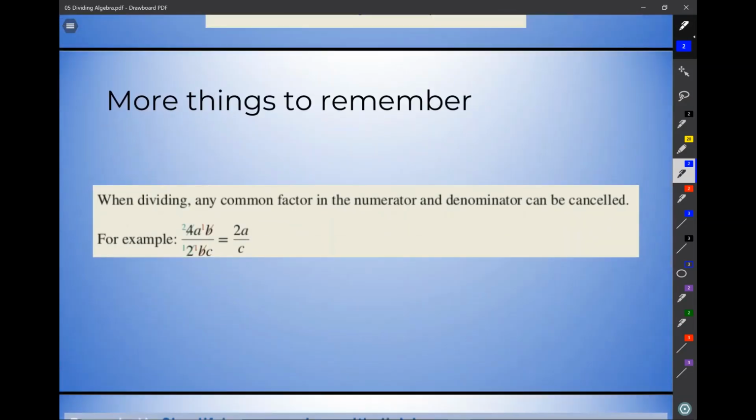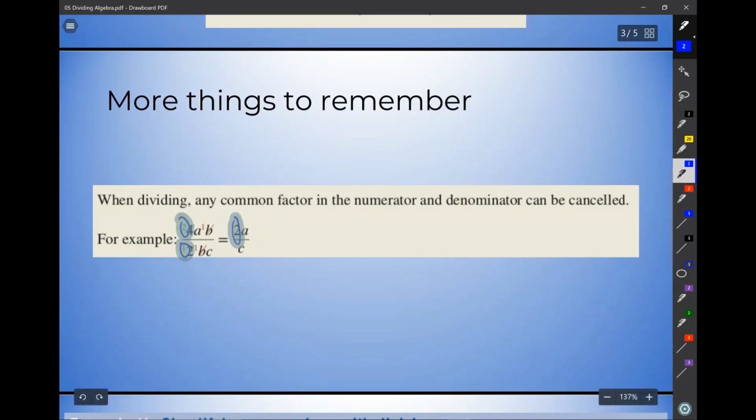The second important thing to remember is once we've put our division into fraction form, we can cancel things that are common. In this particular example, only considering the numbers for a moment, we have 4 divided by 2. We can take a common factor of 2 out of both of these numbers. 2 goes into 4 twice here, and 2 goes into 2 once. So the number part of this expression can be simplified down to just 2.